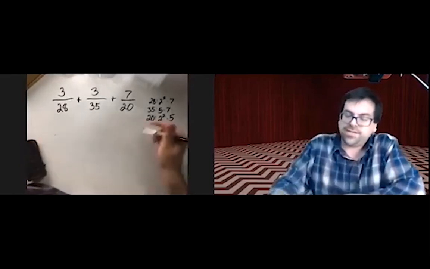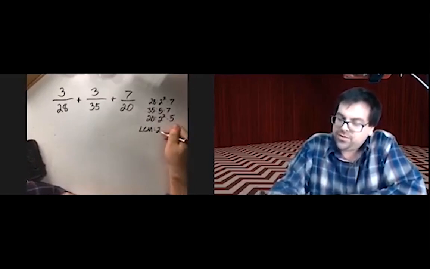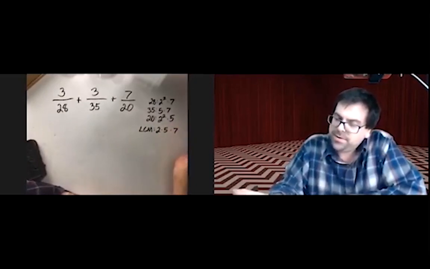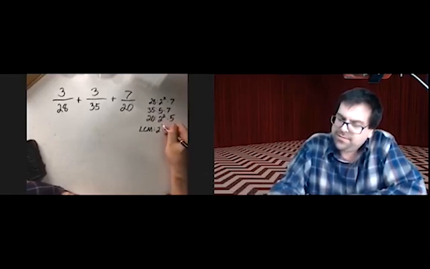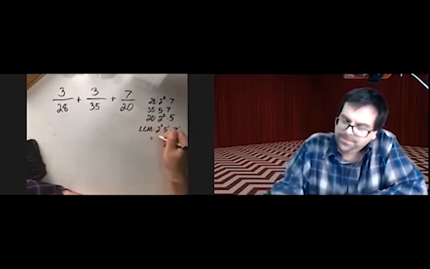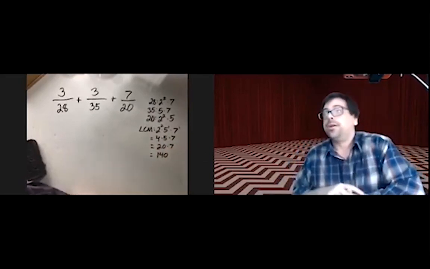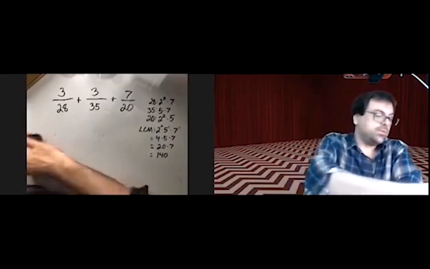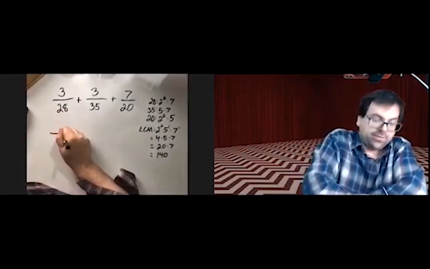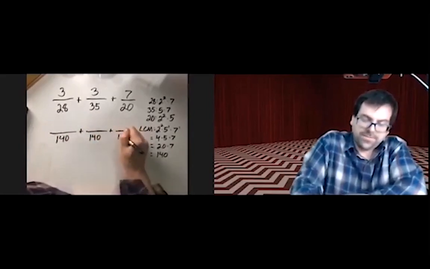Once we have the prime factorizations, we can find the least common multiple. Every base we have is just 2 times 5 times 7. Highest power of 2 we have is 2 squared. Highest power of 5 and 7 are just the first power. That's 4 times 5 times 7. 20 times 7. 140. So all 3 of these fractions need to be rewritten as fractions over 140.